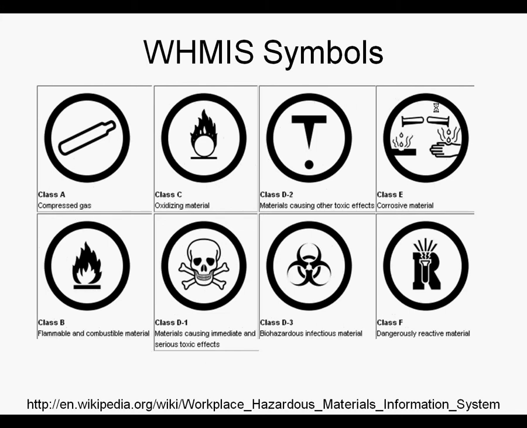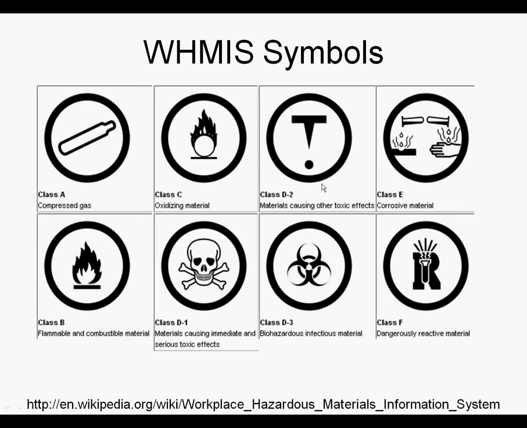The WHMIS symbols that you should be familiar with, we have Class A, which is a compressed gas. You don't really need to know that it's Class A, but you need to know that this symbol is for compressed gas. This is for something that is flammable and combustible, so it looks like a little stick is burning there. If it's an O that's burning, that means it's an oxidizing material, and we'll probably talk more about oxidizing materials later. The famous skull and crossbones, that means it causes immediate and serious toxic effects. That's part of Class D.